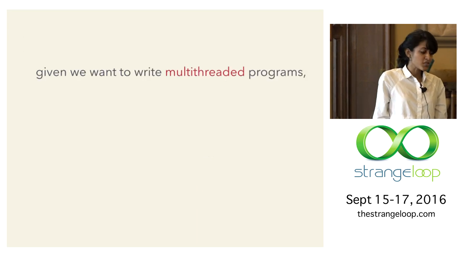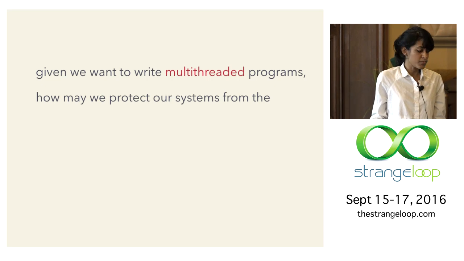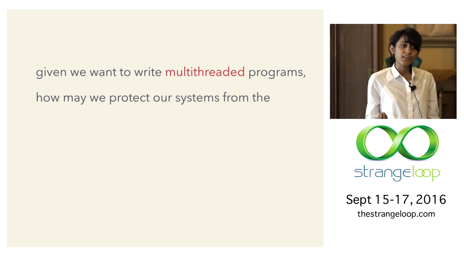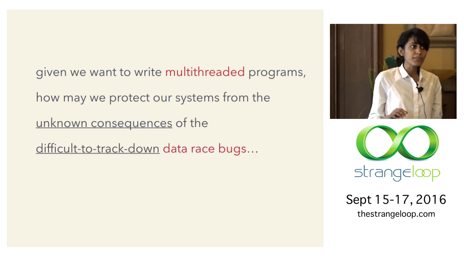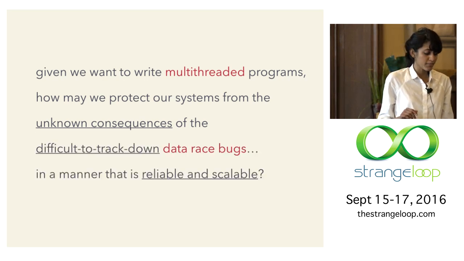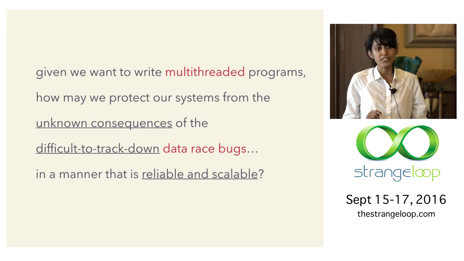So the obvious question at this point is, given we want to write multi-threaded programs, how can we protect our systems from the unknown consequences of these difficult to track down data race bugs in a manner that's reliable and scalable? So the tried and tested method of staring really hard at the code is not an option. It's neither reliable nor scalable.